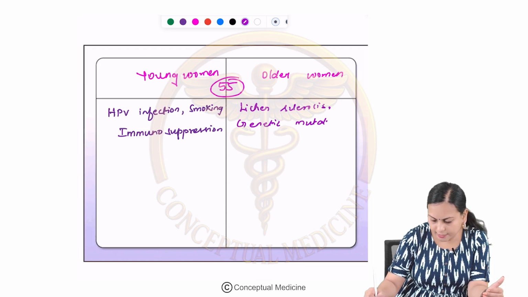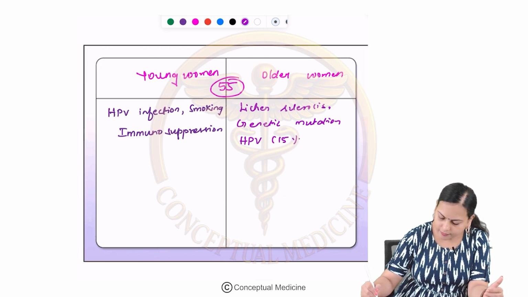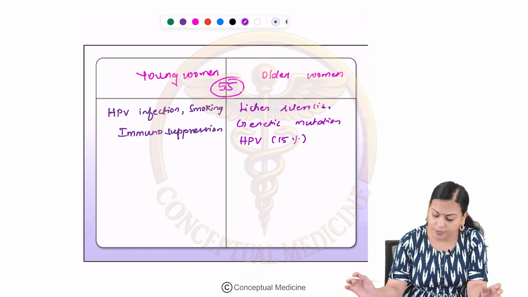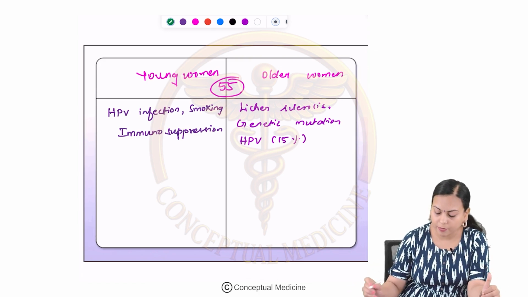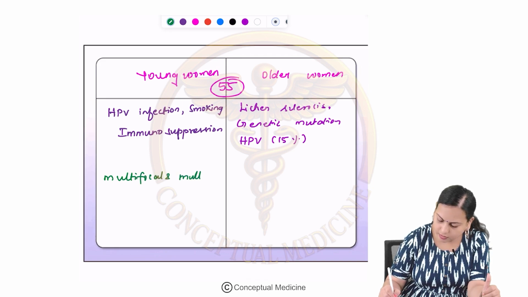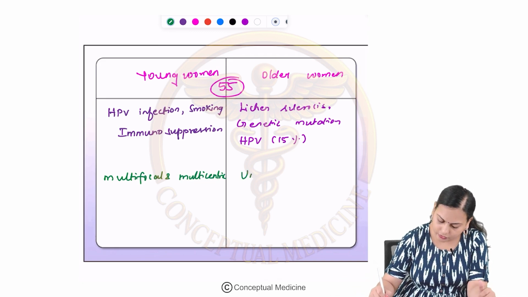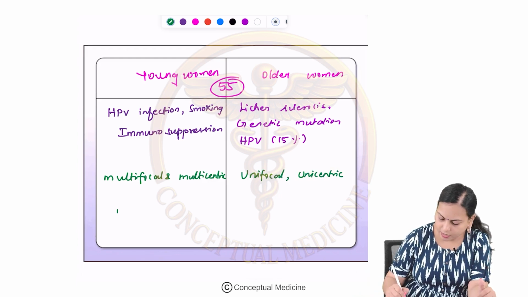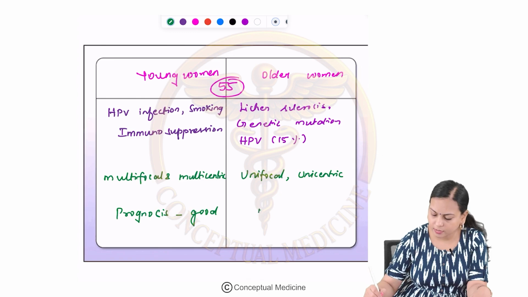Whereas in older women the causes will be dermatological conditions like lichen sclerosus or any genetic mutation. Yes, HPV infection is also possible in this age group, but HPV infection will constitute only about 15%, and mostly these women will be non-smoking. The lesions occurring in young women will be multifocal and multicentric, whereas those occurring in older women will be unifocal and unicentric, and the prognosis in young women will be good, whereas the prognosis in older women will be bad.